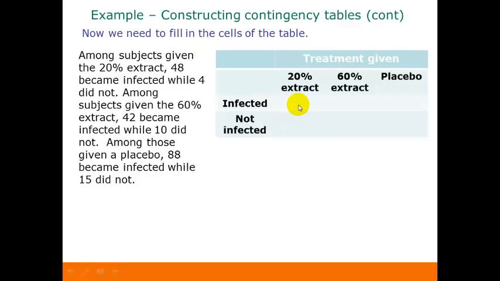Here's the table that we started with. So we can just go through this, and here we've got the subjects that were given the 20% extract, so those numbers are going to go in this column. So 48 became infected, 4 didn't. So we're going to have a 48 here and a 4 here. And then we go over to the 60% extract and we get 42 and 10, and for the placebo we've got 88 and 15.